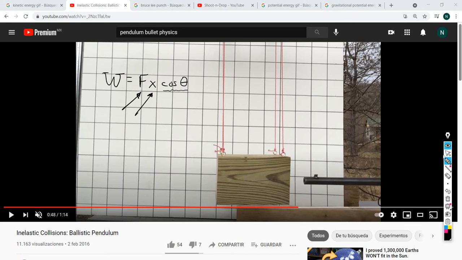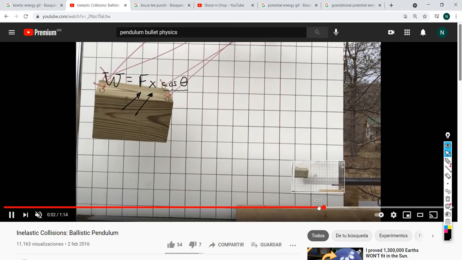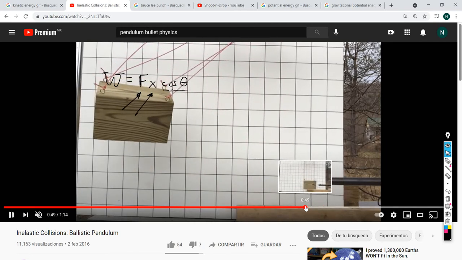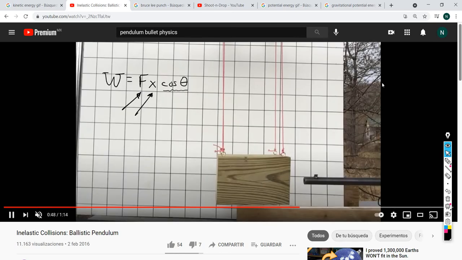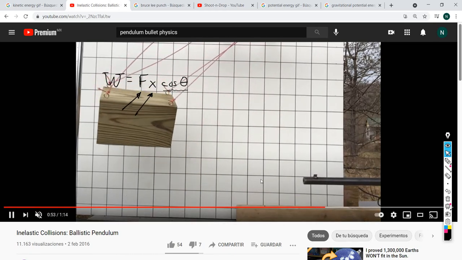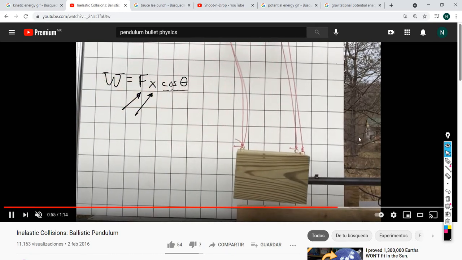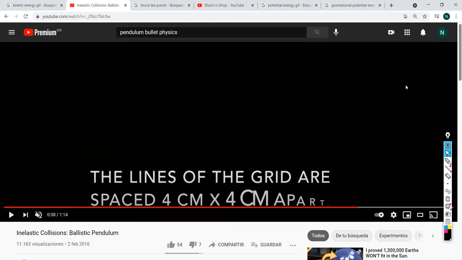Let's see the video now. It's going to appear in slow motion. There it is. You see? One more time. Let's do it. As you can see, the bullet will apply a force over certain displacement. All of this displacement. Okay, so you can see that the bullet had energy because it could do work on the block.